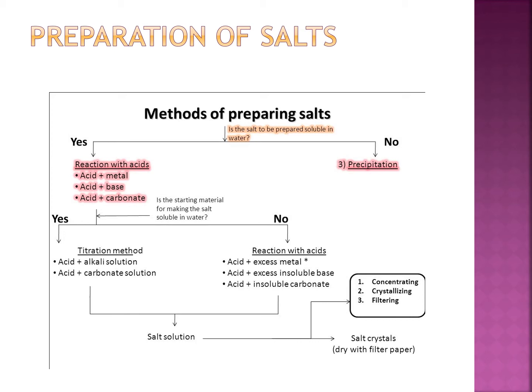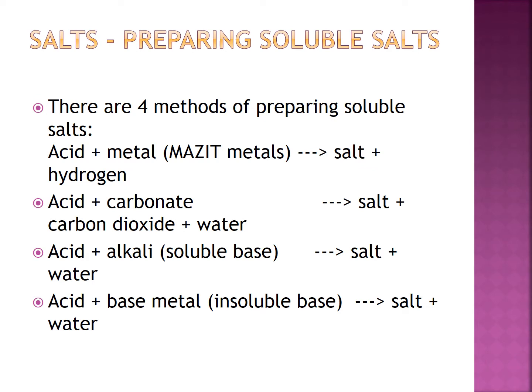Again, when a soluble salt is prepared, is the starting material for making the salt soluble in water? If the answer is yes, then the titration method is used. In the titration method, it is acid plus alkali solution or acid plus carbonate solution. If the answer is no, then it is the reaction of acids with metals, insoluble bases or insoluble carbonates. In both cases, a soluble salt will be prepared. In case of a soluble salt solution, you have to prepare the crystals, concentrate the solution and then filter it.